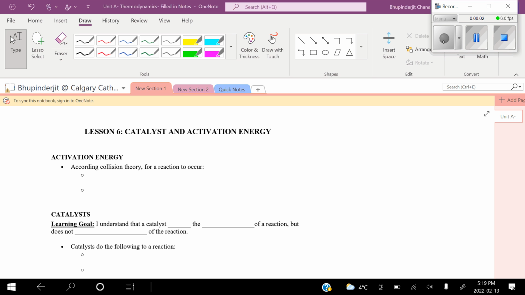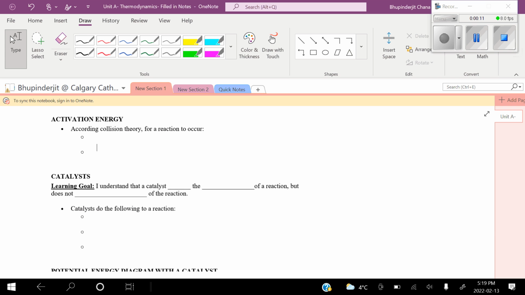Hey everybody, welcome back. Today we will be taking a look at catalyst and activation energy, which will be the last lesson for this unit.